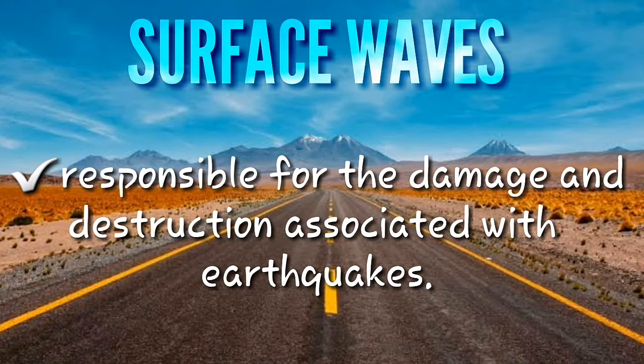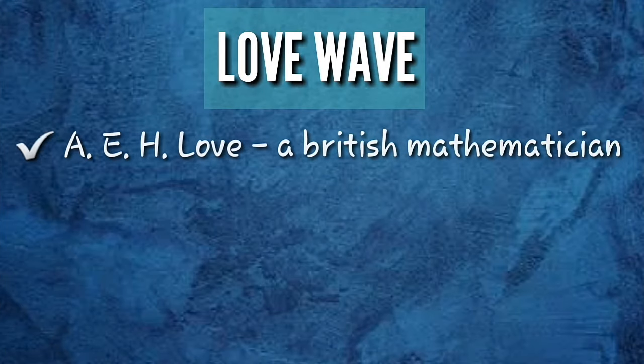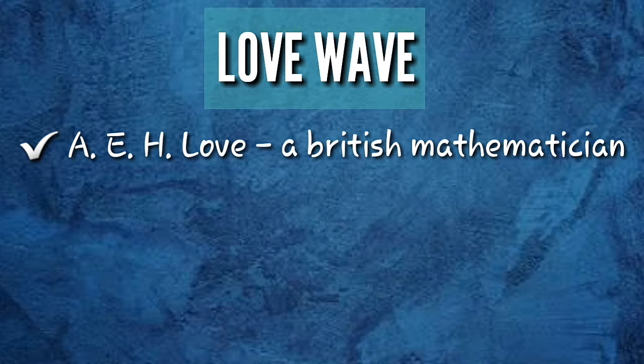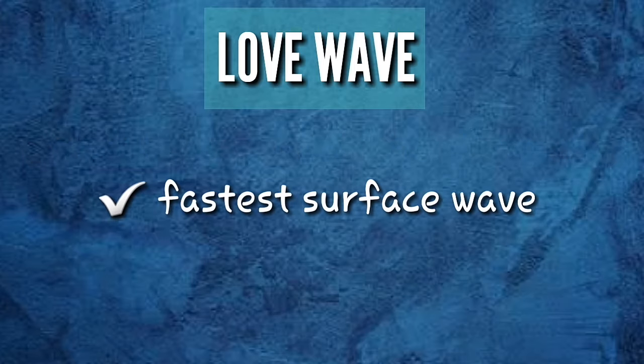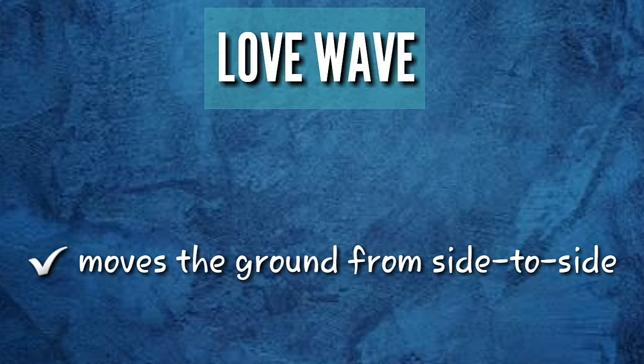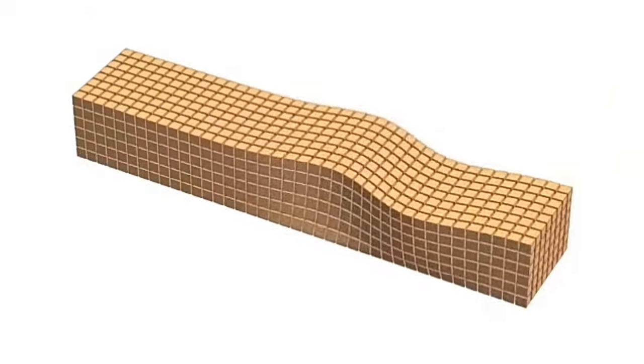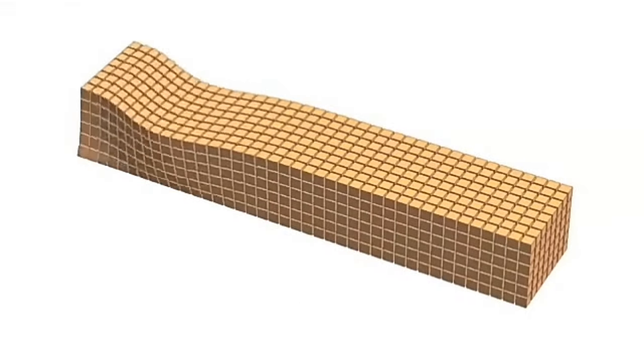destruction associated with earthquakes. The first kind of surface wave is called a Love wave, named after A.E.H. Love, a British mathematician who worked out the mathematical model for this kind of wave in 1911. It's the fastest surface wave and moves the ground from side to side. Confined to the surface of the crust, Love waves produce entirely horizontal motion. This is the illustration of how the Love waves move.